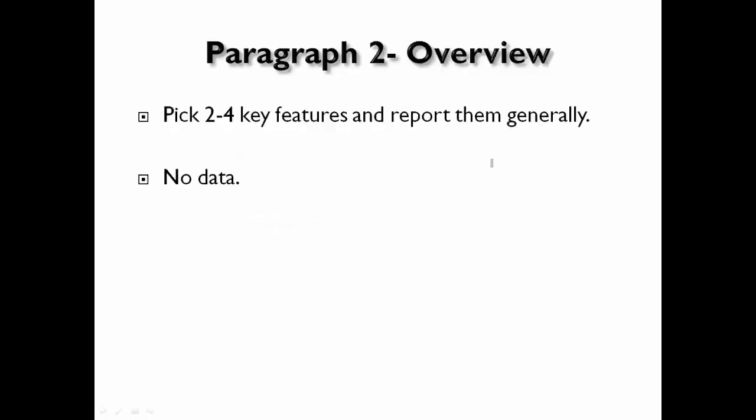This is where we pick 2, 3, or 4 key features and report them generally. And generally means that we don't report any data. Data is too specific, and we leave that until the details paragraphs. So in the overview, we just pick out the 2 to 4 most important things or the most obvious things, and we report them in a very general way. And we're going to look at how to do that in much more detail in the next module.